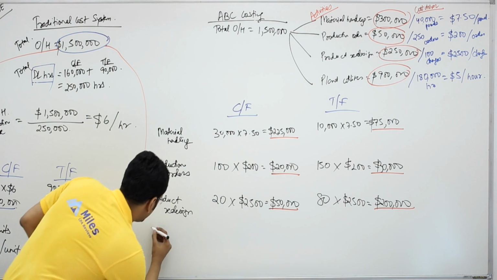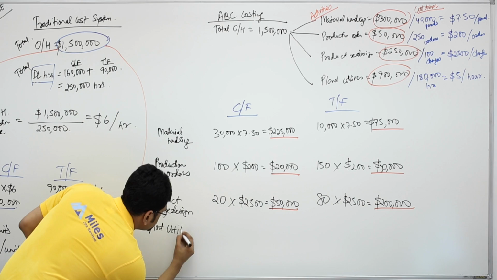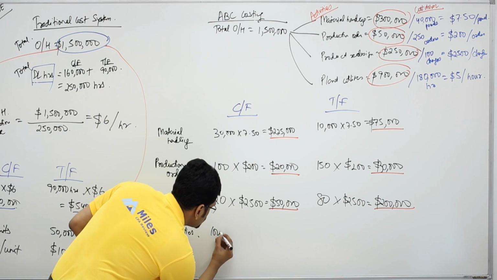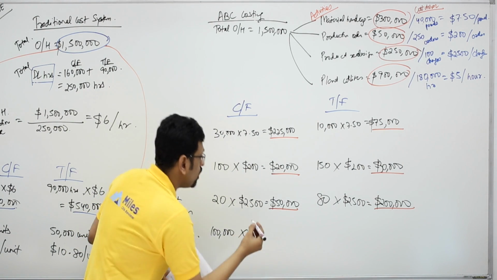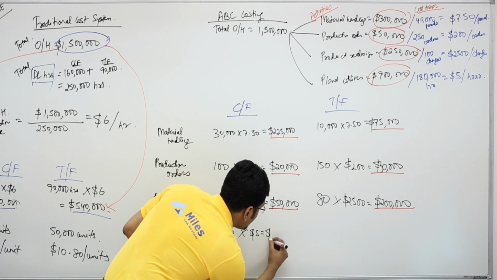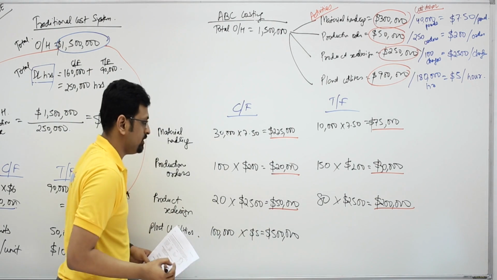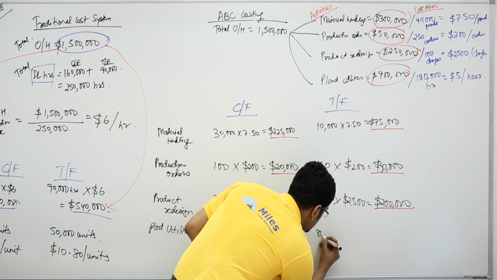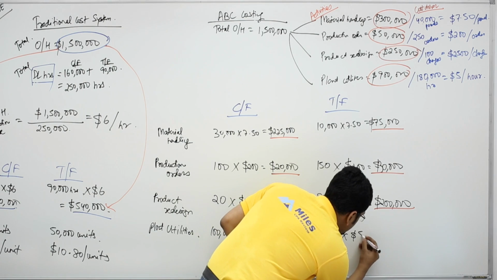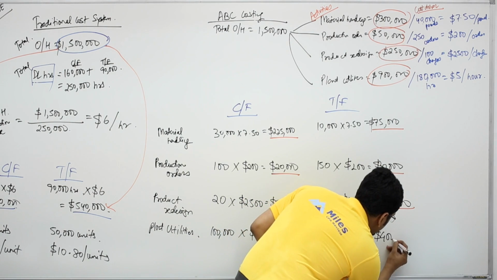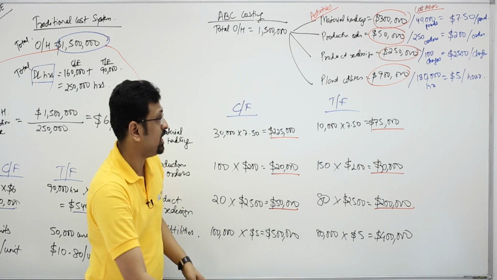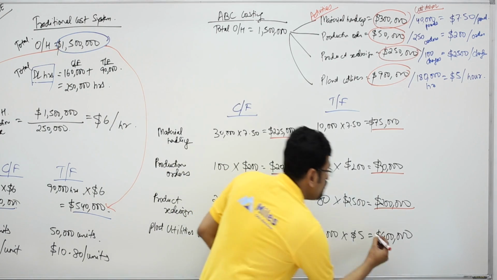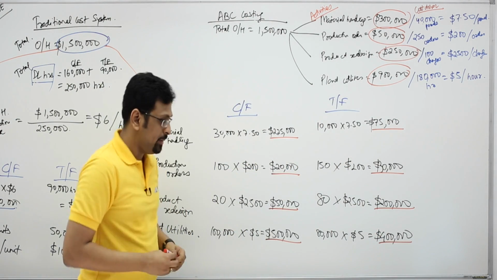So looking at plant utilities, for ceiling fan, we have 100,000 machine hours into $5 per hour. That gives us $500,000 going to ceiling fans. For table fans, you have 80,000 machine hours and we have $5 per hour. That's $400,000 being allocated to table fans. So $900,000 here gets allocated $500,000 for ceiling fan and $400,000 for table fan.